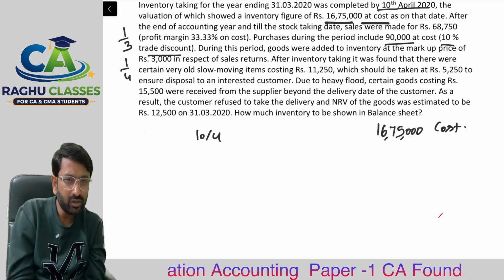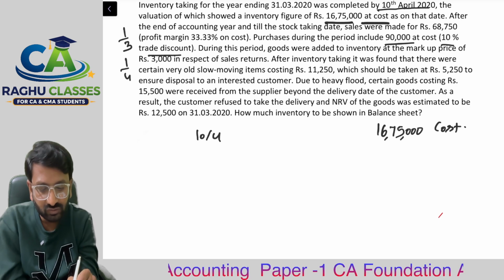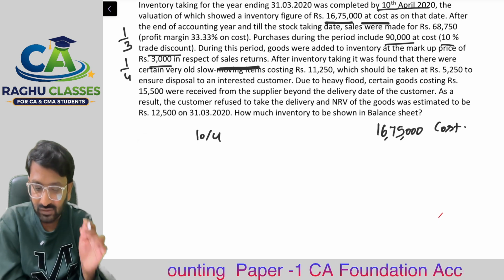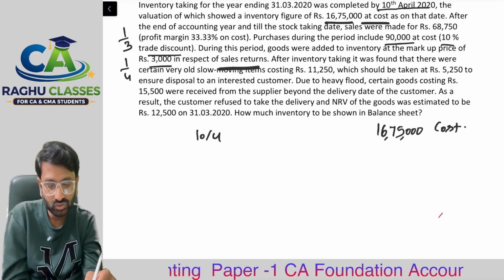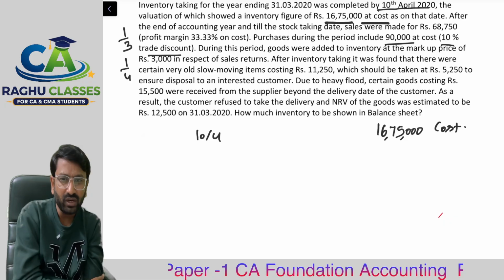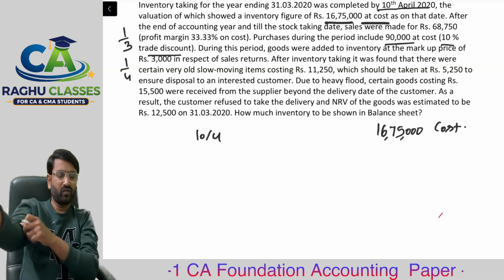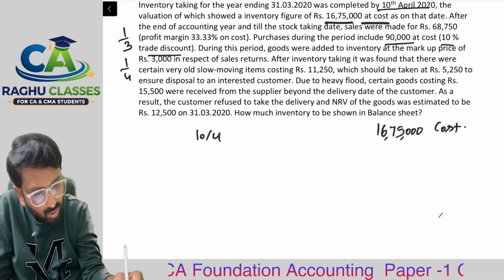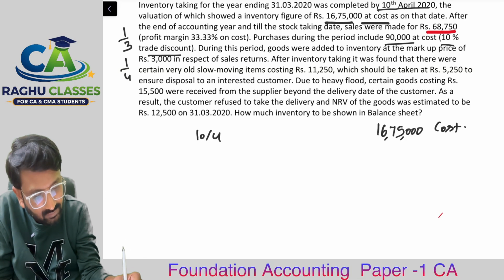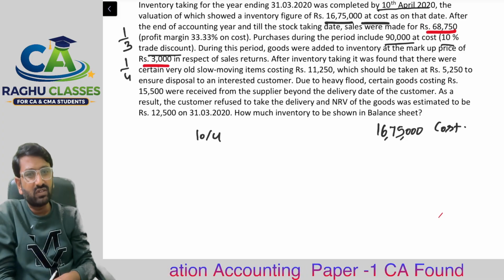During this period, goods were added to the inventory at a markup price of 3,000 sales returns. So sales returns is given to us. After inventory taking, it was found that some more slow moving items, some story is given. Let us take up one by one. First thing, how much is the sales made? 68,750. In that 3,000 is returned.